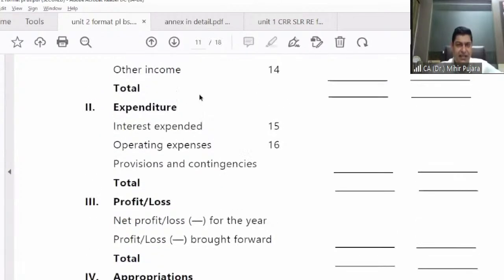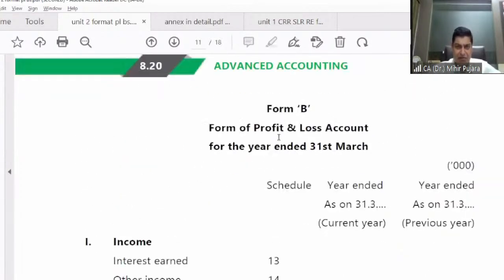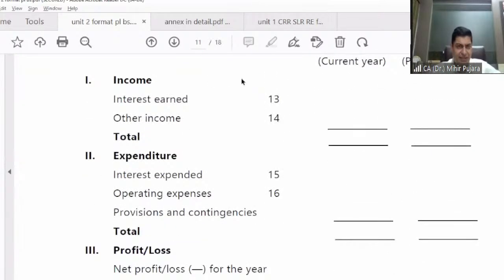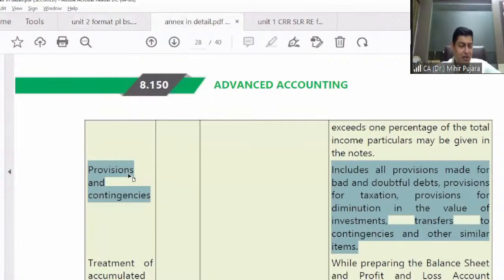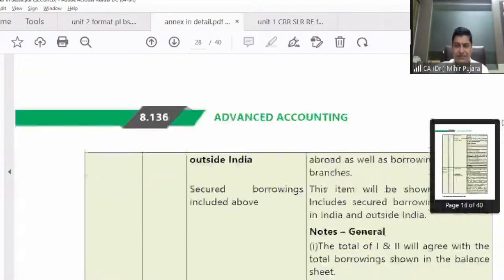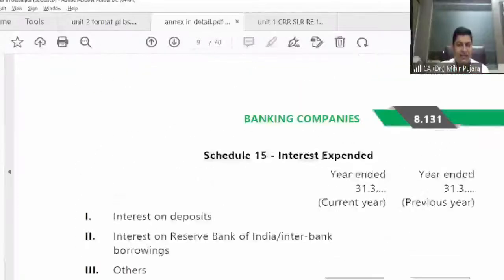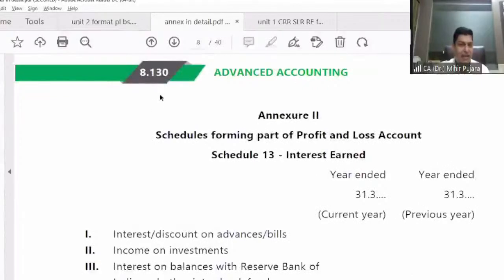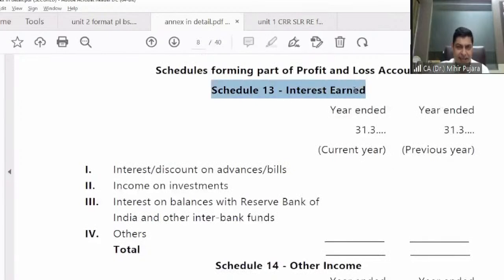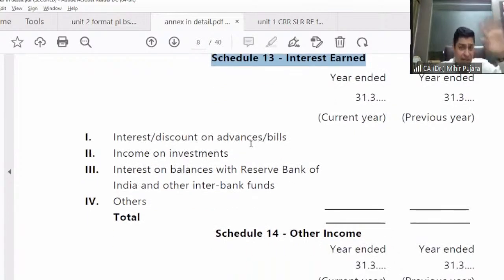So guys, on page number 8.20, there is a form B 13, 14, 15, 16. In annexure part, provision and contingency are on page number 8.50. And remaining all in detail are from page number 8.130. So once again, guys, in 13, please write, if you have not written, please write it. Last time I'm repeating. In 13, there are 4 items.